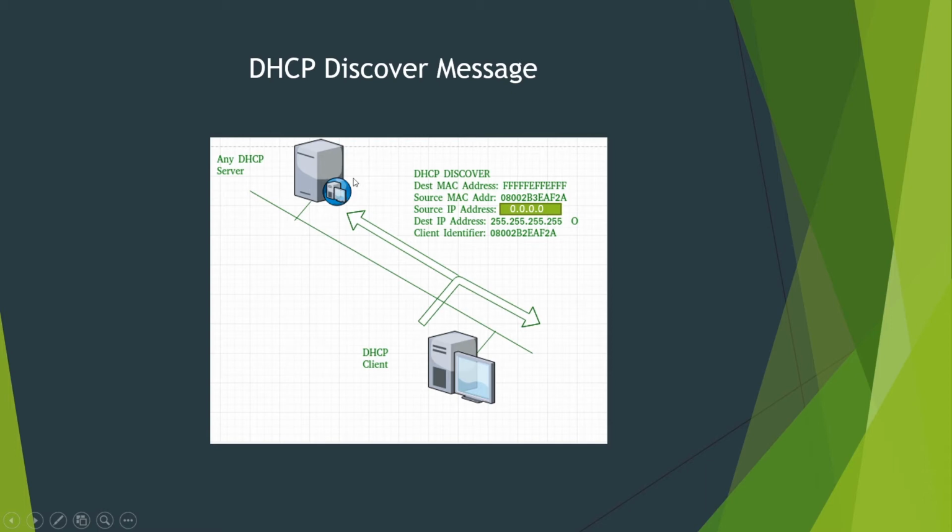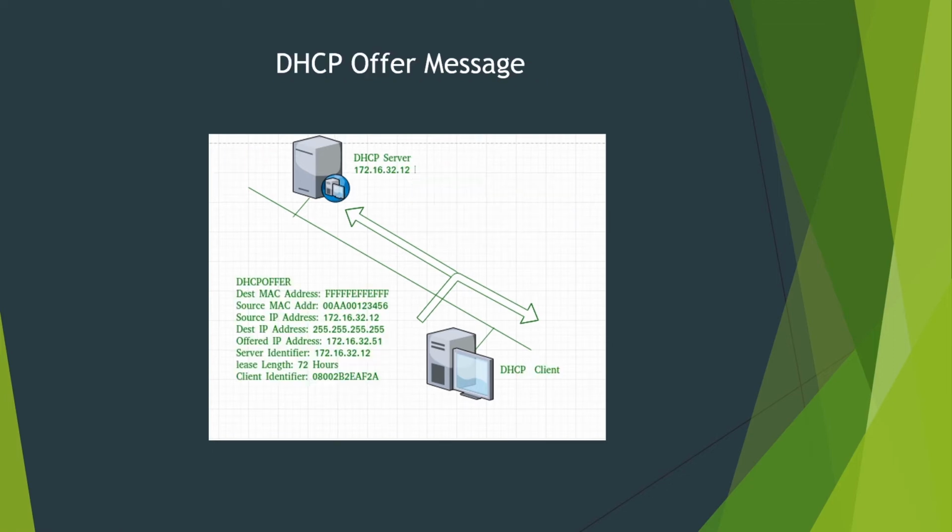So this DHCP discover message will get broadcast to every other computer in the network. In the same way, the DHCP server in my network receives this message. On receiving this DHCP discover message, this DHCP server understands that one computer needs IP assignment and other network information assignment. After that, the DHCP server sends a message called the offer message.